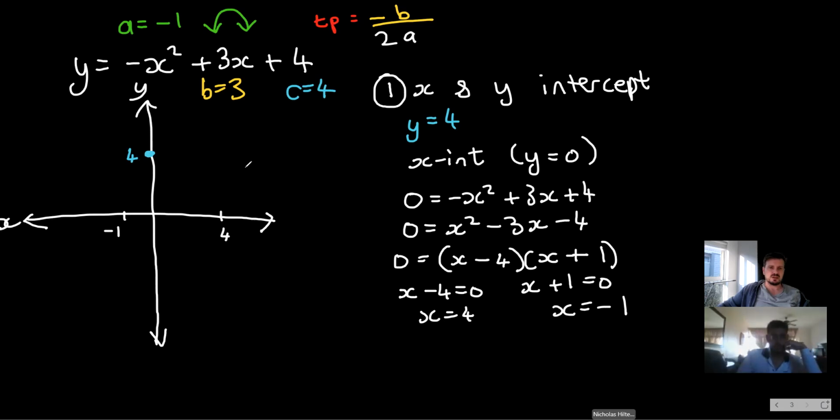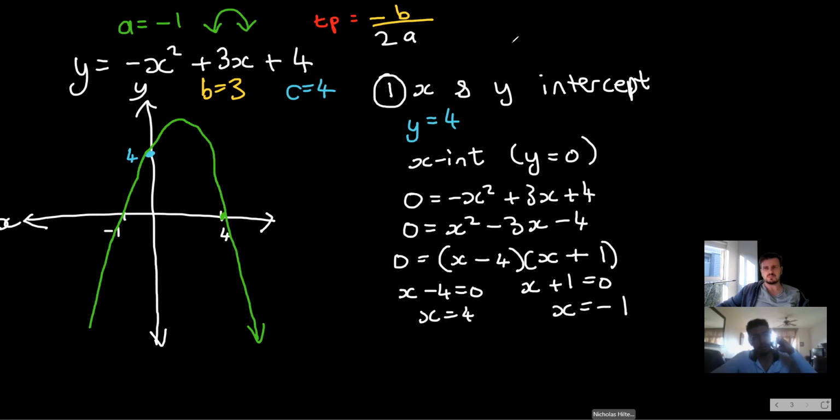I'm kind of there, and I know that it's going to be a sad face because of the negative. Okay, so yeah, let's put it in green. Let's actually draw the thing in green. It's going to go through there. But now I don't actually know my turning point. This is 4 here. So this was 4 and this was minus 1.